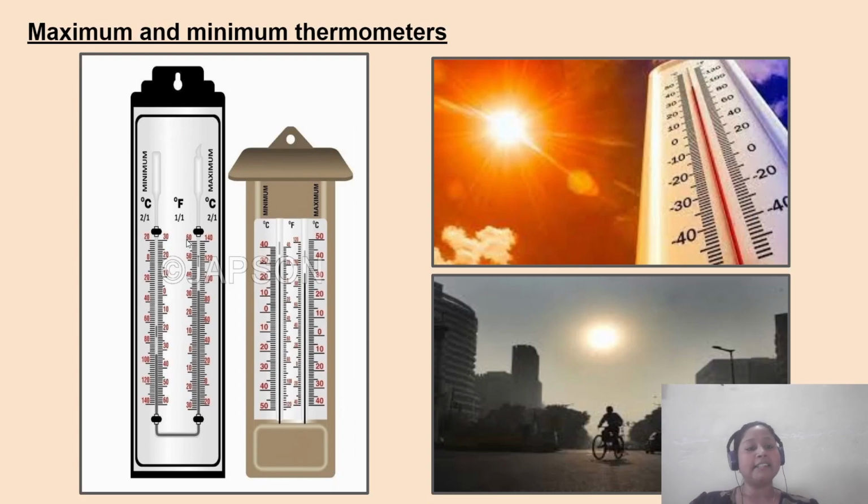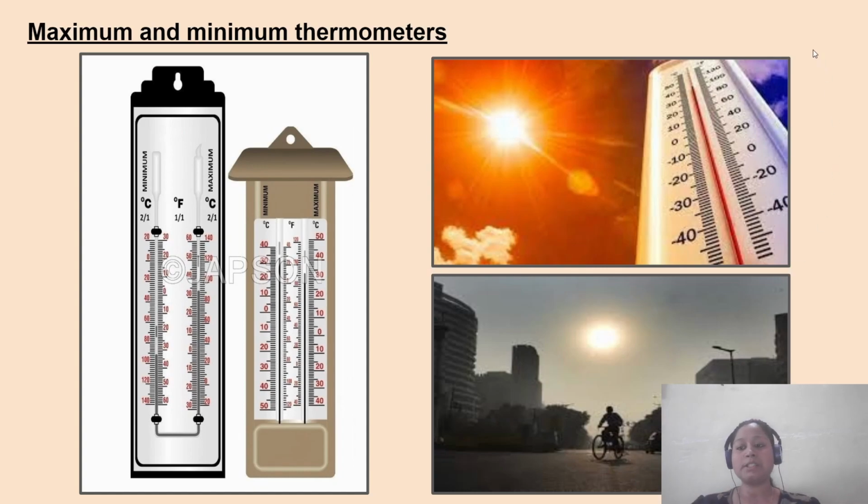As I said, there are several instruments to measure the temperature as such. So these are one of the instruments which actually help in measuring temperature, that is the maximum and minimum thermometer. This basically measures the highest and lowest temperatures in a particular environment, and from this we can draw the data whether the temperature was high or low in a particular region.